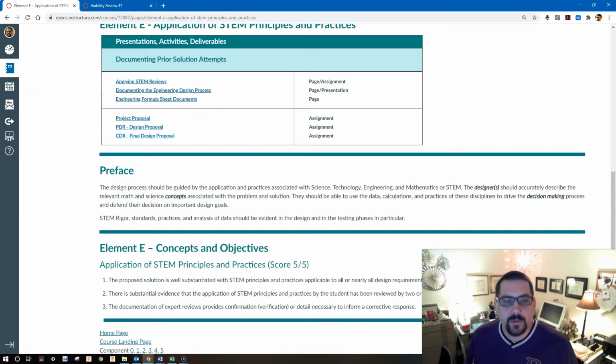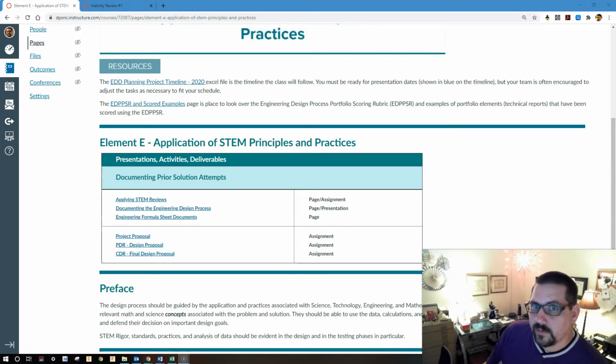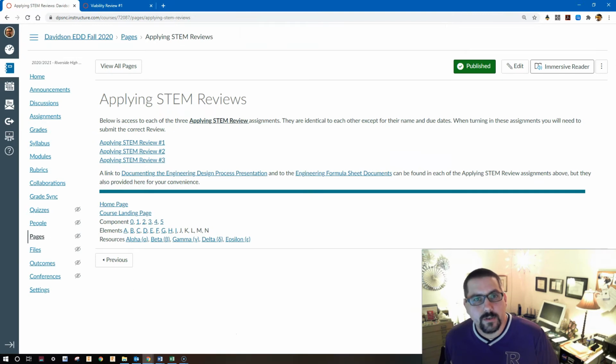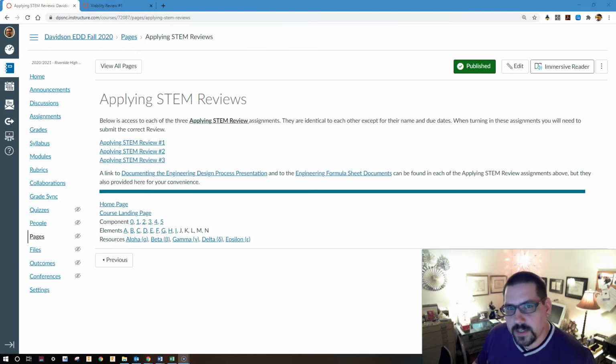Below this table, you'll find the preface and everything about element E as far as the concepts and objectives. You may have noticed that in element E, inside of this table, is the Applying STEM Reviews option. Click on it. When you get to this page, you'll see all 3 Applying STEM Review options. Notice on this page, it says below you'll find access to the 3 different STEM reviews. They're 3 different assignments, and each one is identical to the other, with the exception of the name. This allows you to turn it in 3 different times.